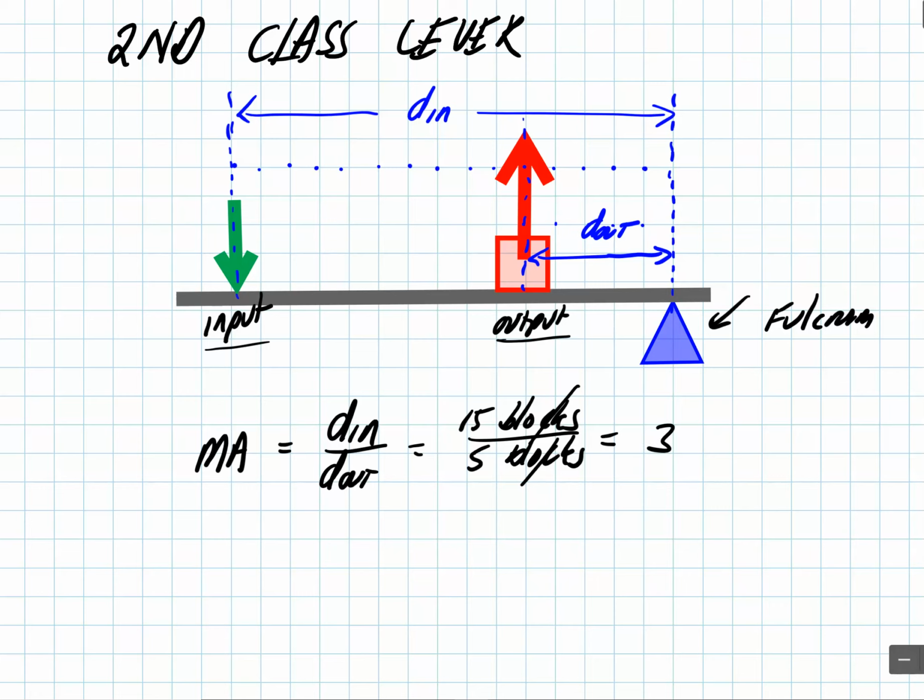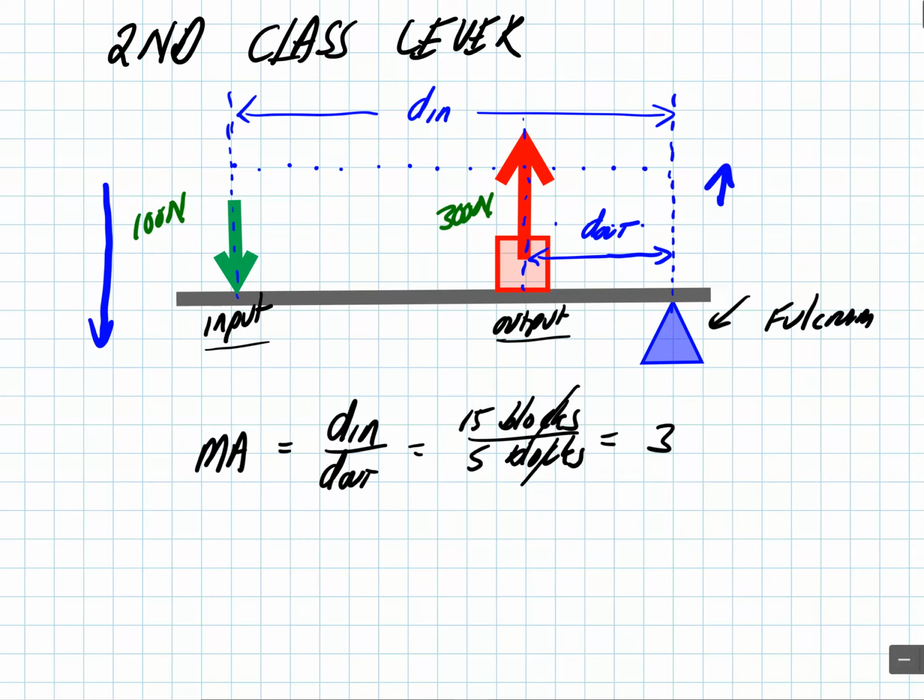So if you put in 100 newtons of force, you can lift a load that's 3 times as heavy as that force. So you could lift 300 newtons, which is like 70 pounds or so. All right, that's it for a second class lever. What's the price you pay? Same as with the first class lever. If you want to get more force out of this lever, you're going to have to push down further than the load would be lifted.